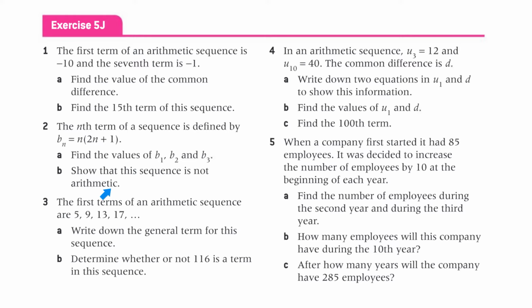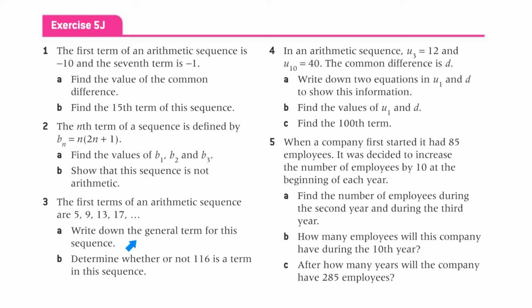To show it's not arithmetic, the difference between the terms must be different. It won't be constant. 3, the first terms of an arithmetic sequence are 5, 9, 13, and 17. They told us it's arithmetic, so we're expecting the same difference. That's 4, 4, and 4. So it looks like it is.